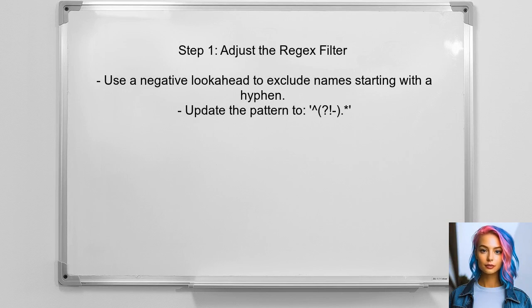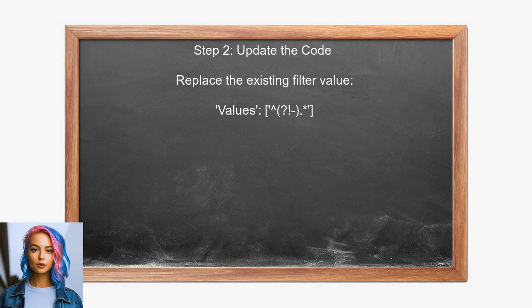To begin solving the user's problem, we need to adjust the regular expression filter in the code. The user wants to match EC2 instance names that do not start with a hyphen. We can achieve this by using a negative look-ahead in the regex pattern. Next, the user should modify the filter in the code. Instead of using the current pattern, they will replace it with the new regex that incorporates the negative look-ahead.